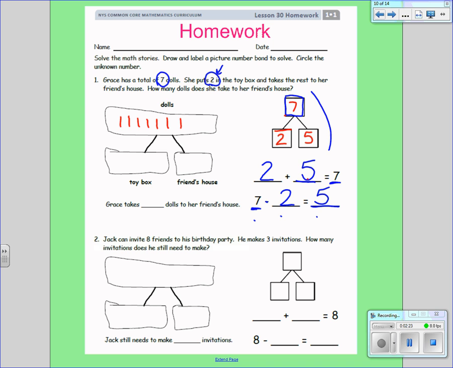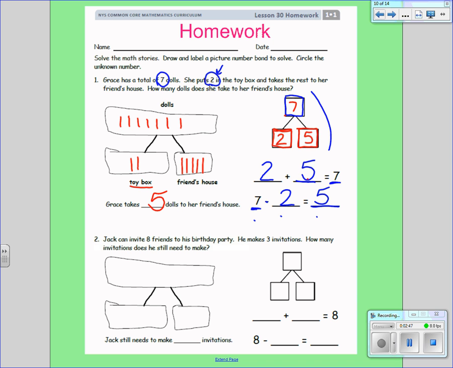We look at another number bond. The other part is 2. So how many went to the toy box? 2. And we found out just now how many went to her friend's house, which is 5. So we draw 5 lines. Grace takes 5 dolls to her friend's house. So that's how you do that story.